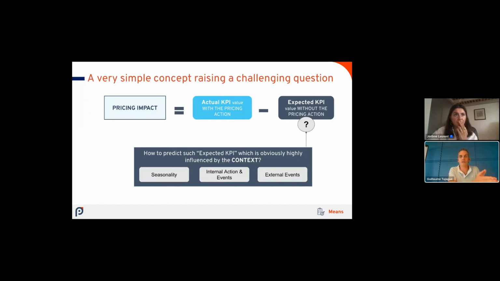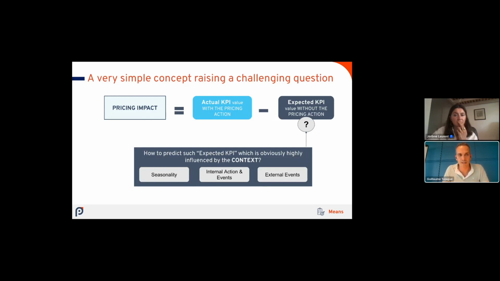So here we are trying to solve a very simple equation: the difference between the actual performance versus the expected performance. But the challenge is how to define a methodology which is going to allow us to measure what this expected KPI is. To do so, there are basically three different concepts.